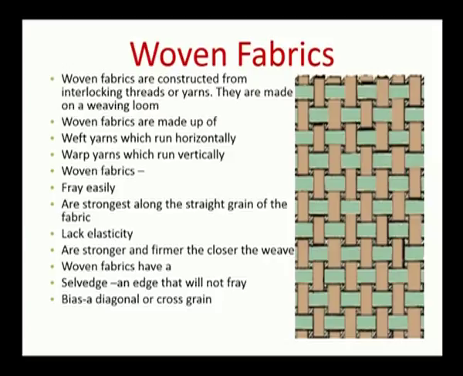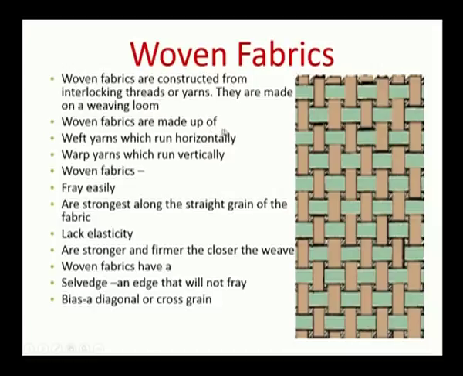Another class of fabrics is woven fabrics. In the picture shown here, the cross linking is there between each fiber material. Woven fabrics are constructed from interlocking threads or yarns. They are made on a weaving loom. So, this is what interlocking is: one chain will go like this, and another one will come cross linking. So, the stability of the entire fiber material will be maximum. It can withstand mechanical stress.